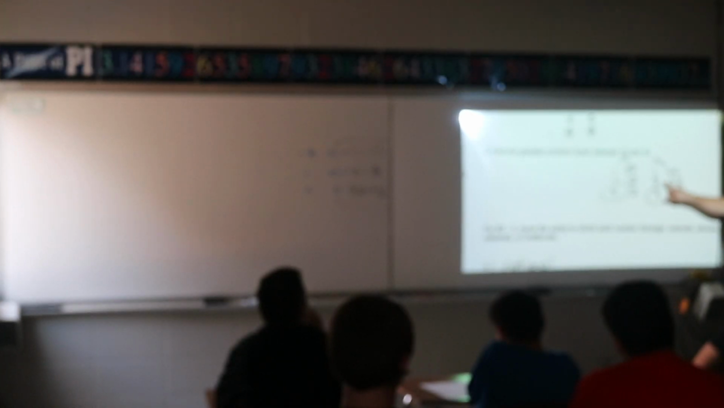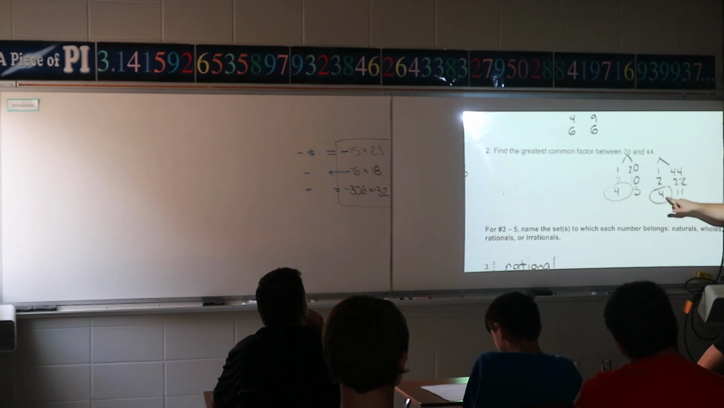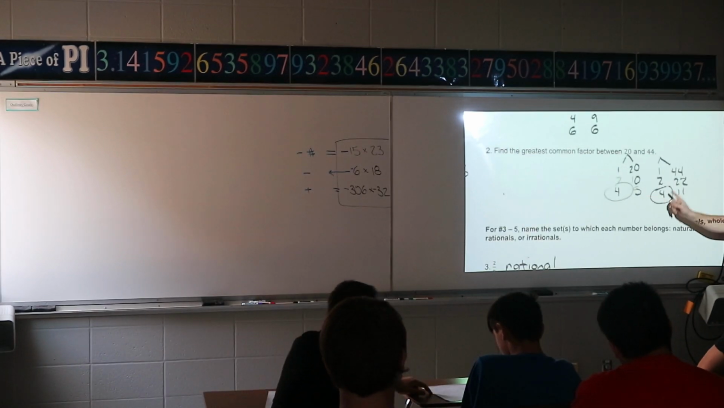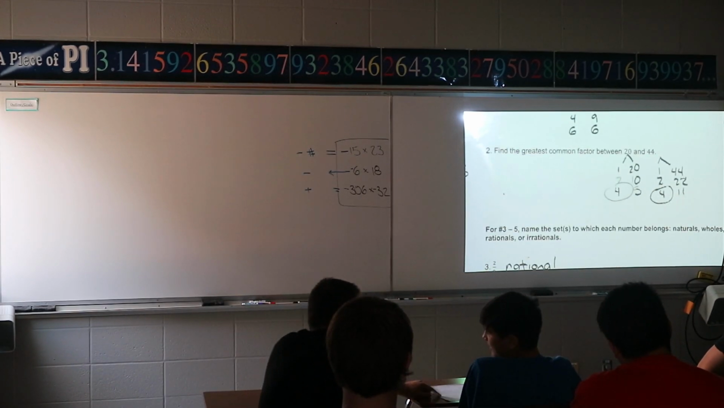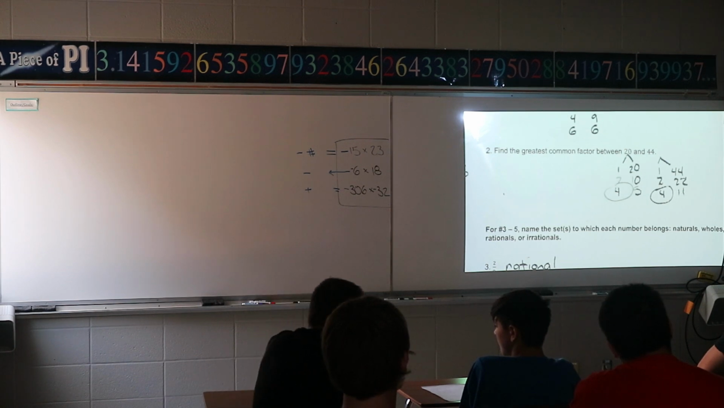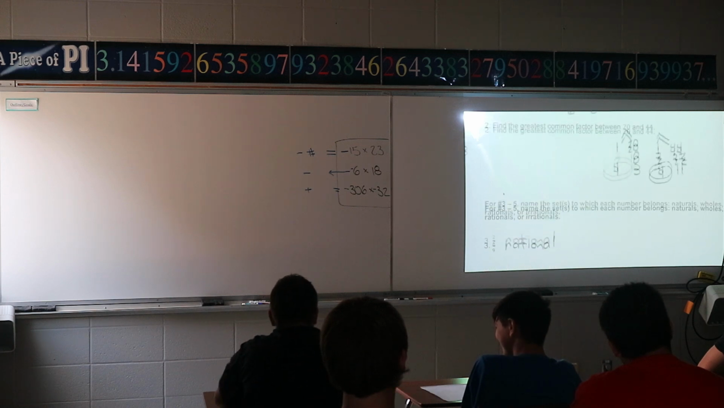44, 2 and 22 are not, but 4 and 11 are. So you should have been able to at least get 4 and 11 and 1 and 44. The most common number between 20 and 44 were the 4s. Some people put all that work and then they never circled it, or they never told me which number was the bigger one, so you missed a point. If you didn't attempt it, you probably missed 5 or 6, depending on what you did.